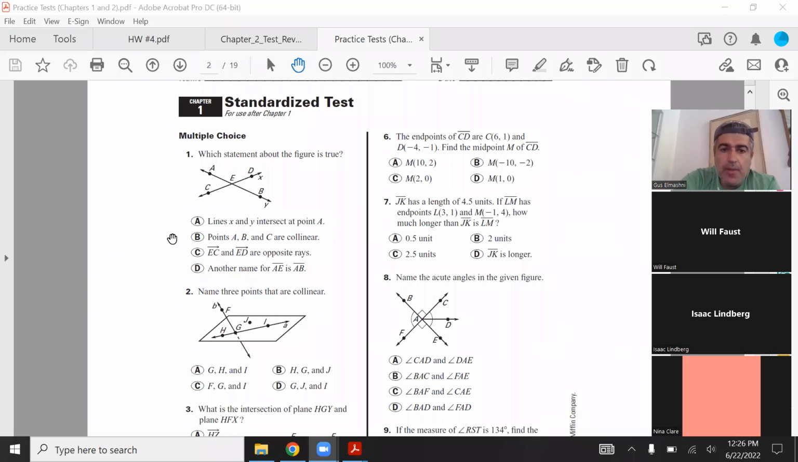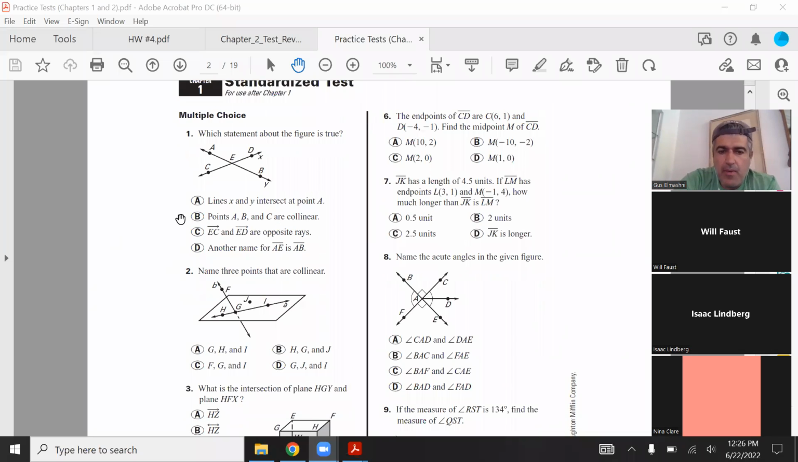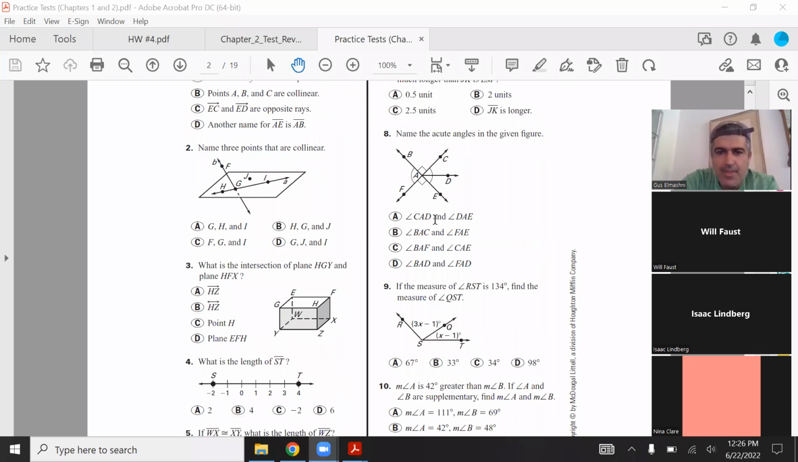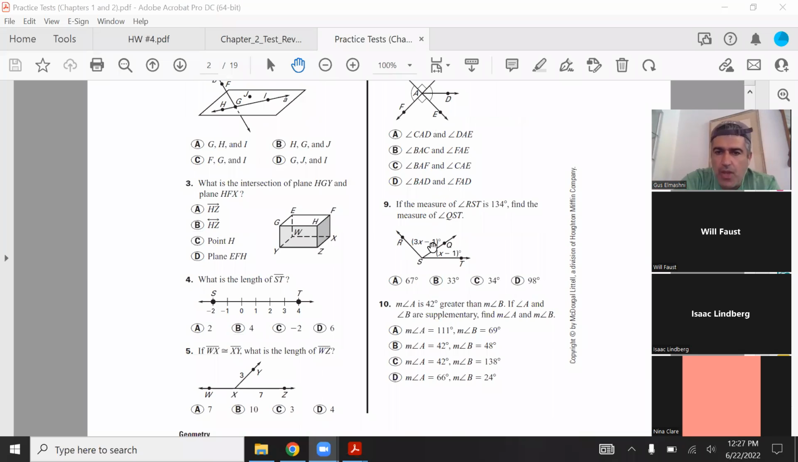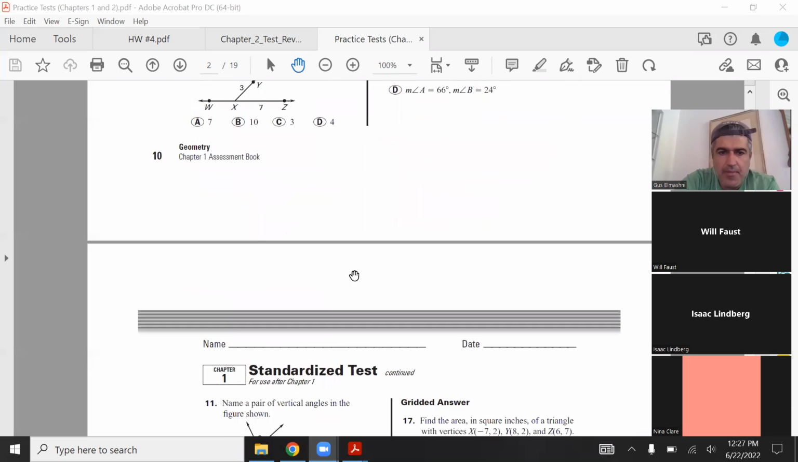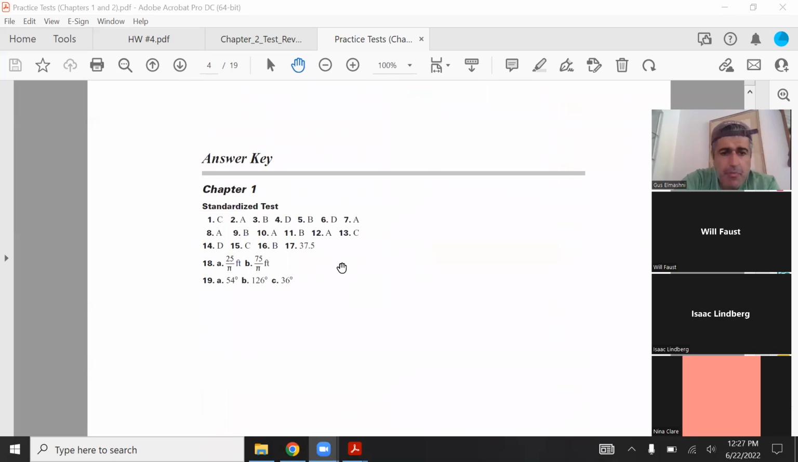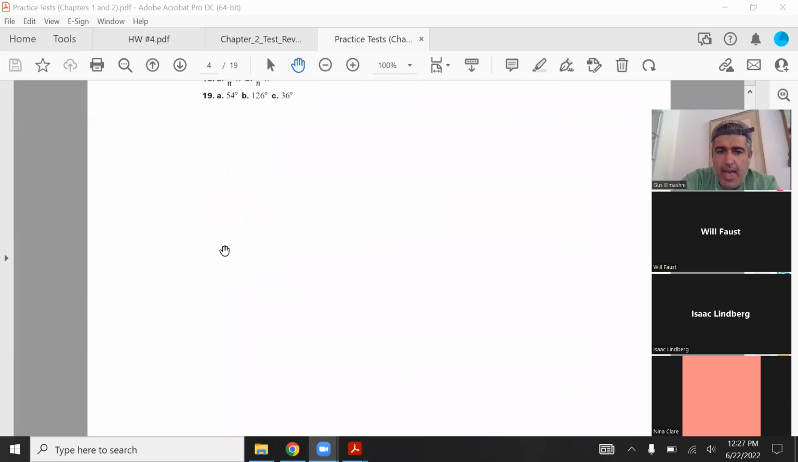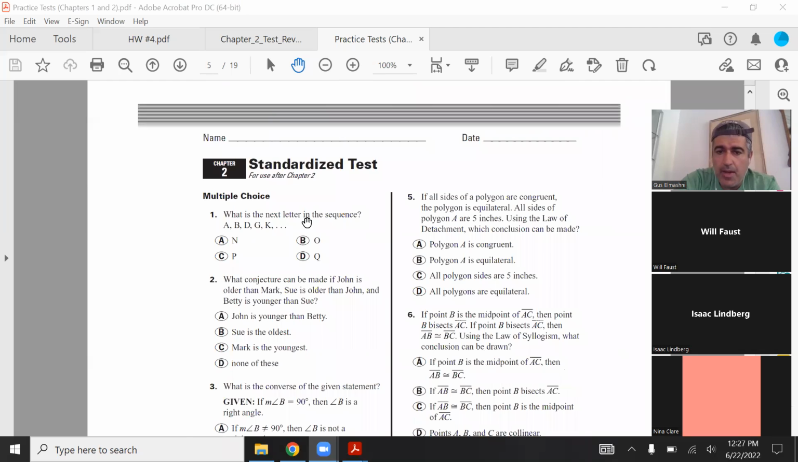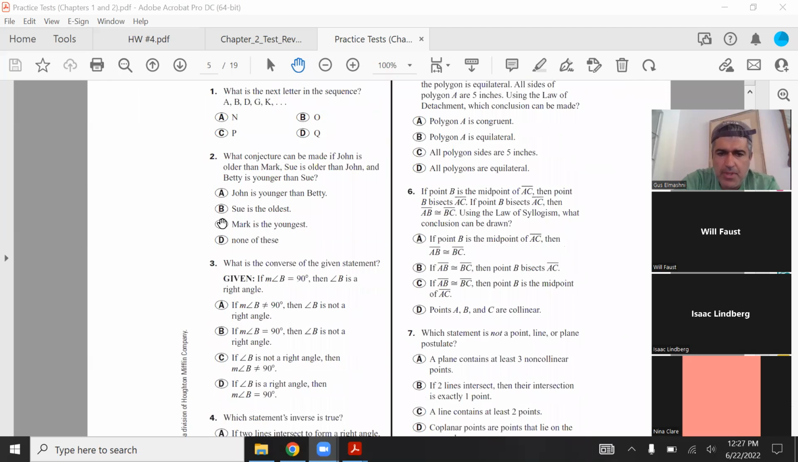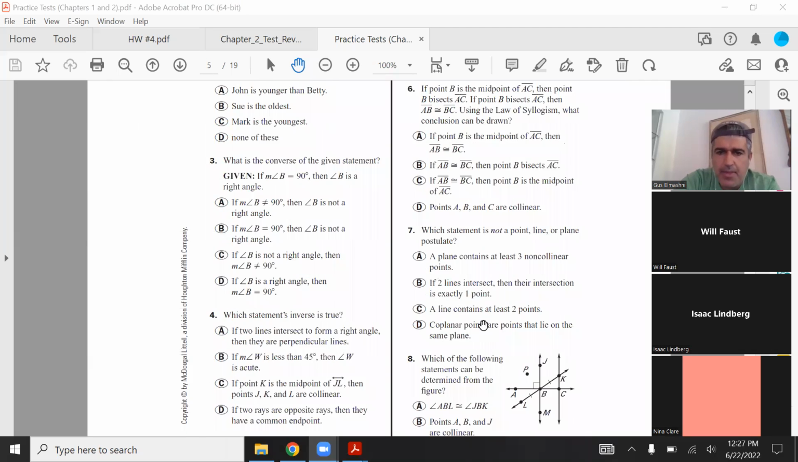But look at chapter 1, and you can see these are things that we've done already, right? Like name 3 points that are collinear, name the acute angles, find a midpoint, find a distance, solve for x here, find a measure of QST. And there are some free response questions, and all the answers are there. And then there's chapter 2, with sequences, what's the converse of the statement?